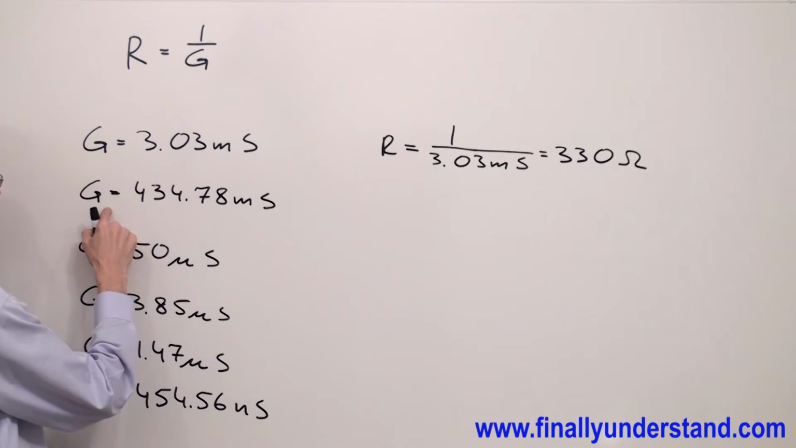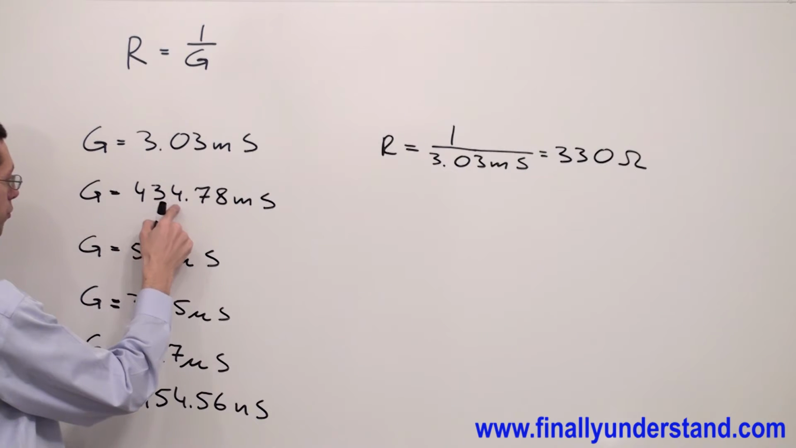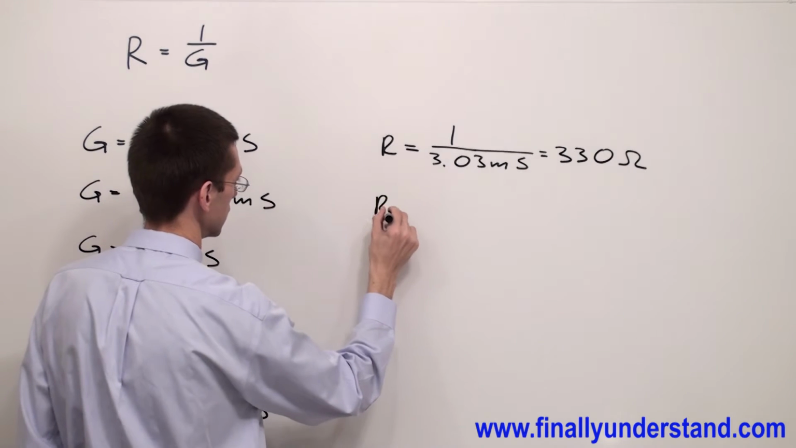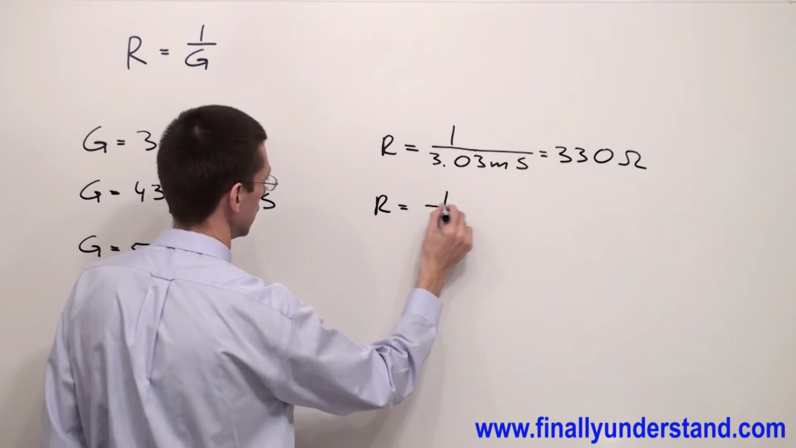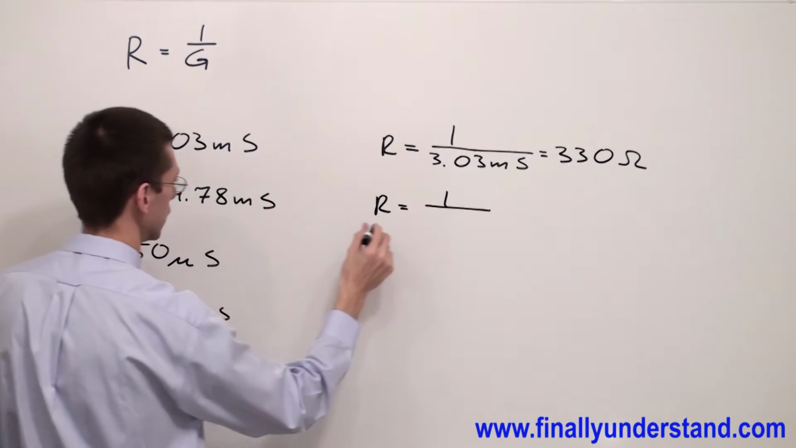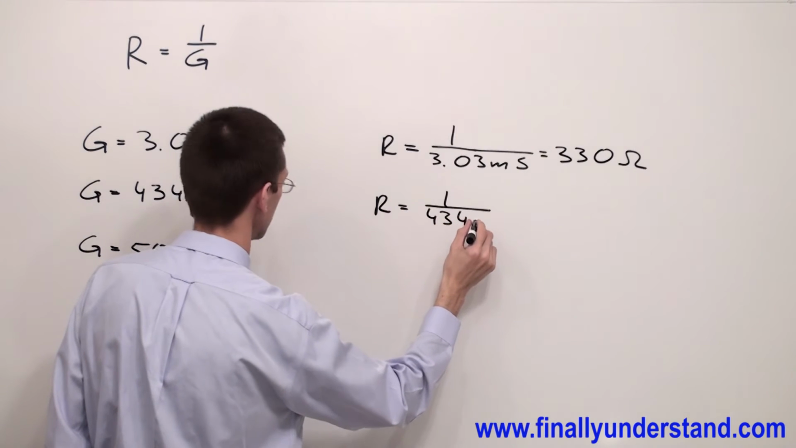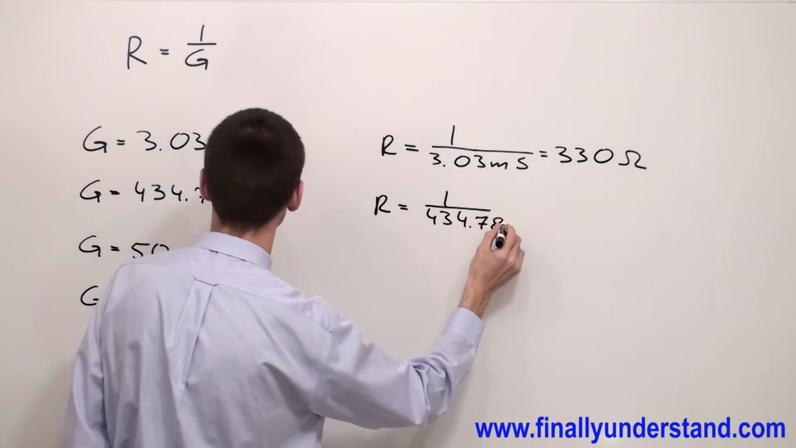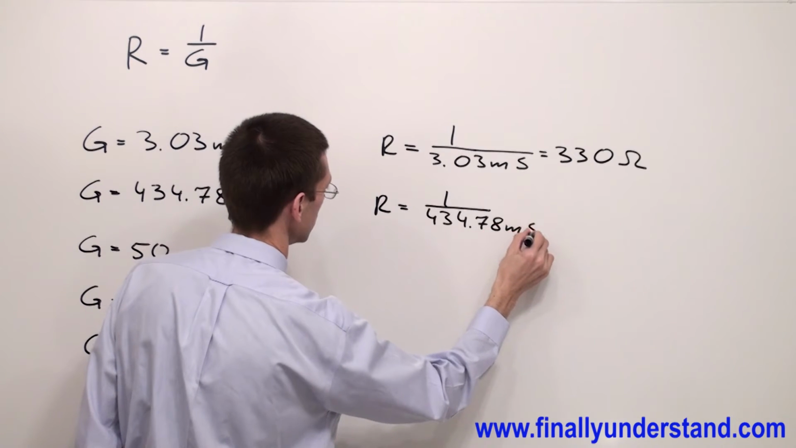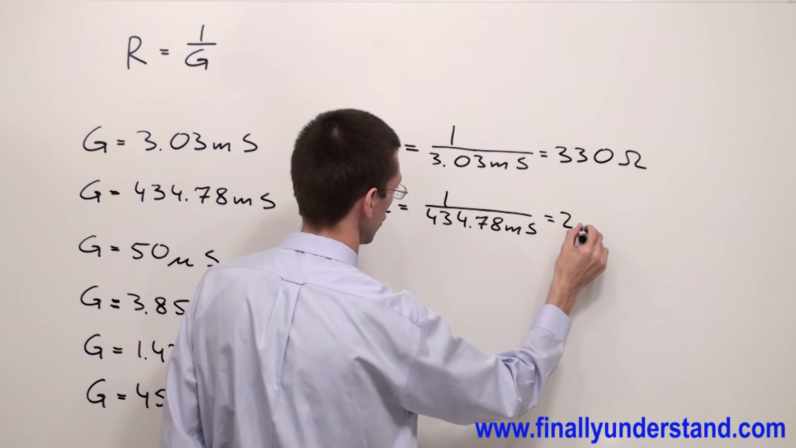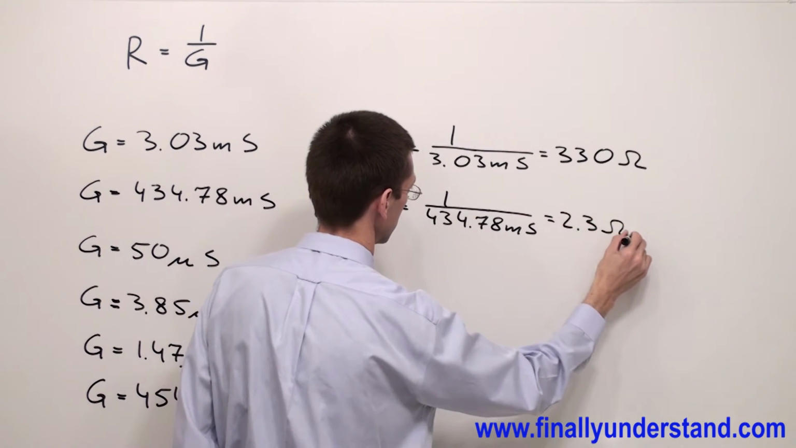We have conductance equals 434.78 millisiemens. I have to find the resistance. Resistance is equal to 1 over conductance, which is equal to 1 over 434.78 millisiemens, which is equal to 2.3 ohms.